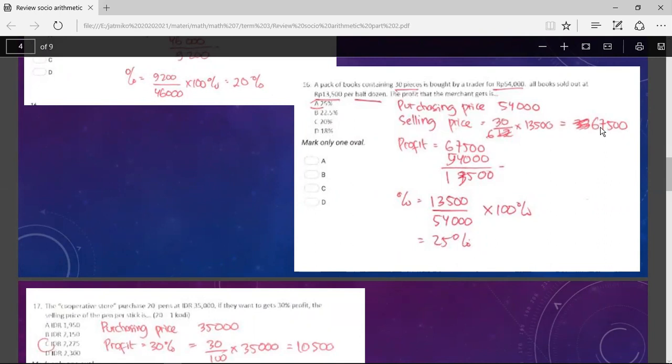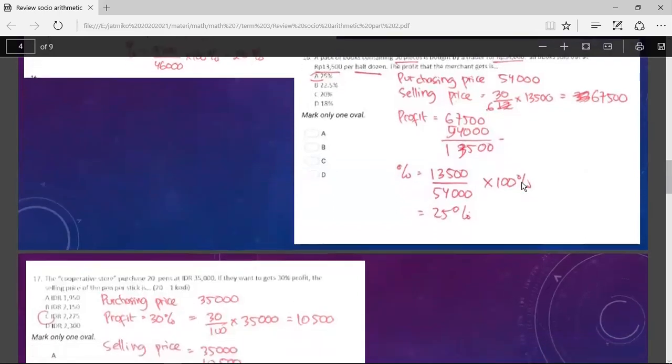Total is 67,500. Until this part, if you are clear until this part, it means you understand the comparison. And for the profit, we can find it from 67,500 minus 54,000, which is equal to 13,500 rupiah.